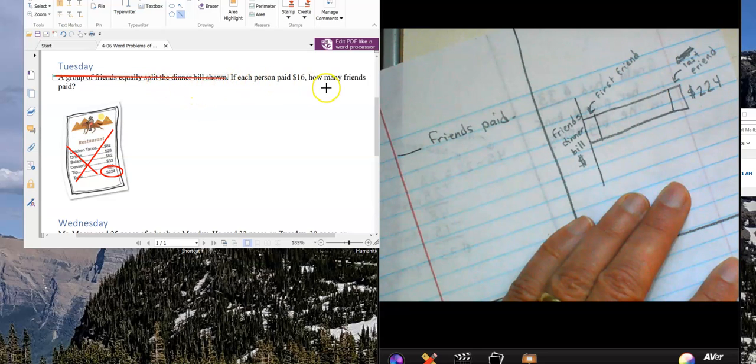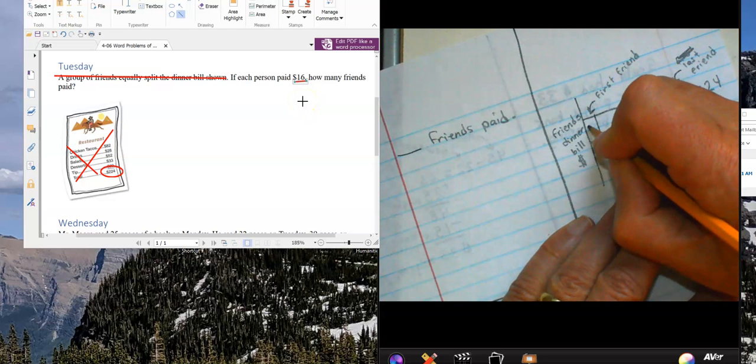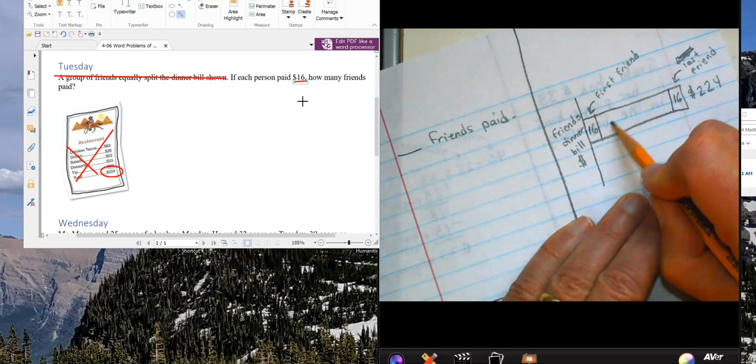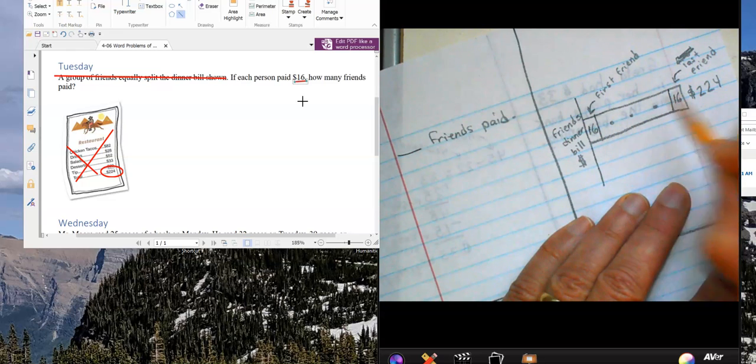If each person paid $16, there's a comma right there, so I want to stop. I'll put that $16 inside each friend. We'll do $16 for the first friend, and this last friend also pays $16. I don't know how many total friends I have yet in this word problem, so I'm going to put three dots to show that I'm not going to draw them because I don't know how many I'm going to draw. So let me cross out that each person paid $16. And I still have a little bit left.